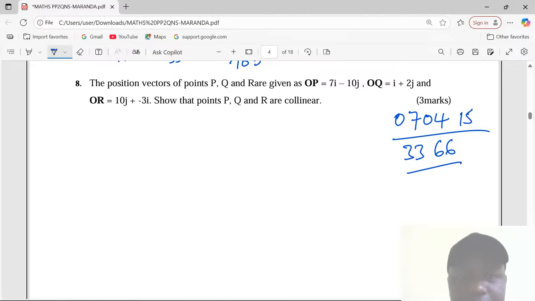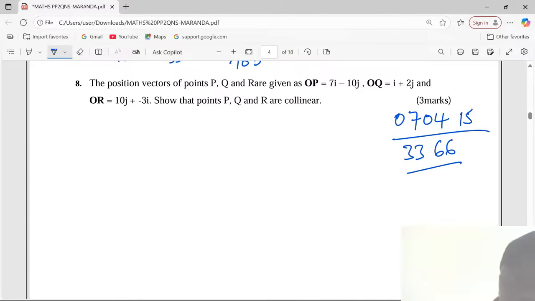The position vectors of P, Q, and R are OP = 7i − 10j, OQ = i + 2j, and OR = 10j − 3i. Show that the points P, Q, and R are collinear. To show collinearity, we are just supposed to express any two vectors. Then we confirm whether one is a scalar multiple of the other. We check whether they are parallel, in other words.